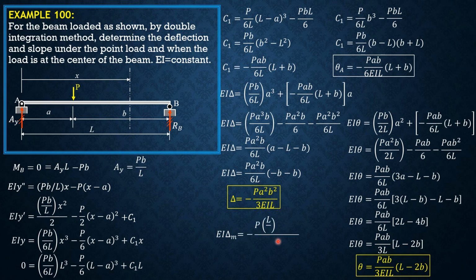So EI delta M equals negative P times quantity L over 2 squared, times quantity L over 2 squared, over 3L. So this is 1/4 times 1/4, so 1 over 16. 16 times 3 is 48. Therefore, delta M equals negative PL to the 4 divided by L, so L cubed, over 48 EI, as expected. So delta M equals negative PL cubed over 48 EI.